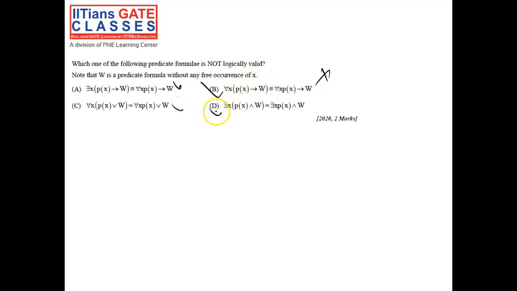We have given the proof of b, we have given the proof of d. You can solve a and c by using the same method. There is no difficulty in this. You can use the same method and you will get the answer.